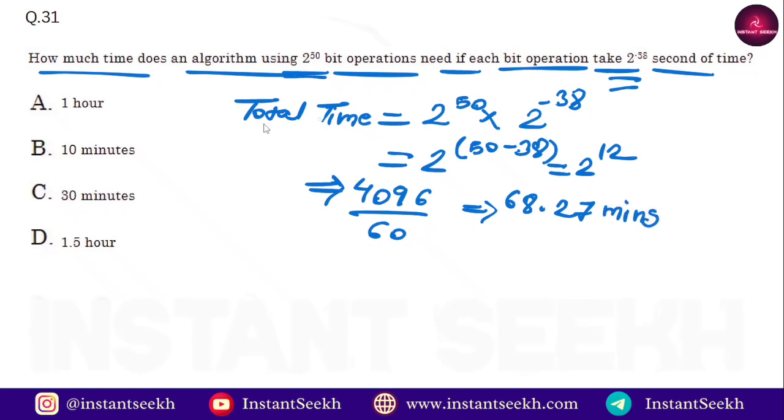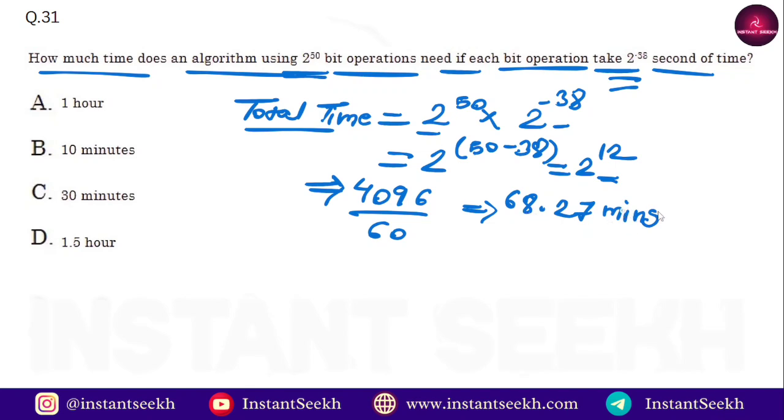68.27 minutes. Again, I am repeating, total time is given by the number of bit operations and the bit time per bit operation. Simply we multiplied and we get an equation. We are now converting it to time value, that is seconds.